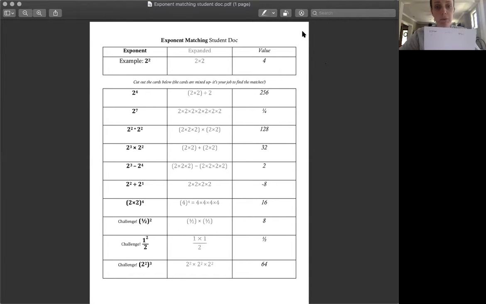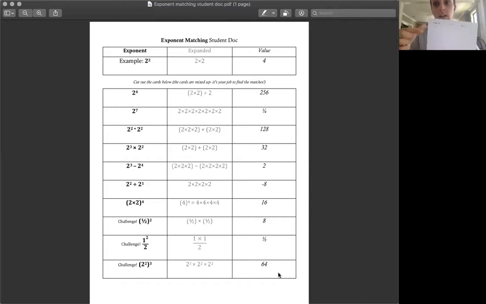So look at my example. You have a list of numbers with exponents, and those are in black and bold. Then you have what they look like when they are expanded, or if you were to write them out using order of operations, and those are in gray. Then you have what that value actually equals in an italicized black font. So you'll notice there's a column of black bold, which are all of your exponents, a column of gray expanded, and a column of black italicized, which are the actual values.